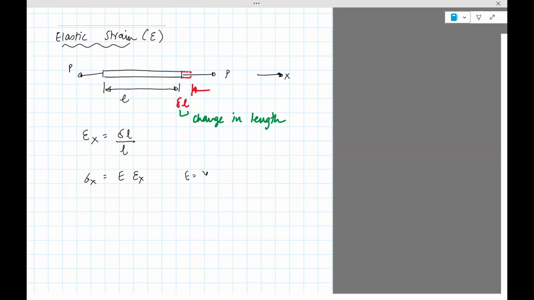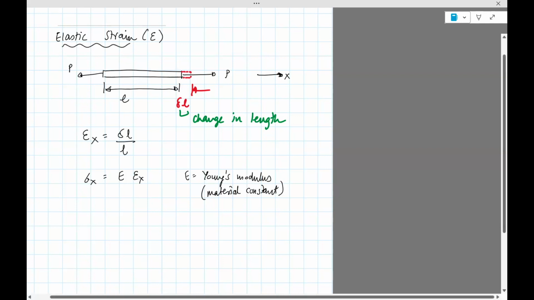E is Young's modulus. This is a material constant, which means that it's fixed for the material. If it's steel, it'll have a certain Young's modulus. If it's bronze, it'll have something else, and so on.